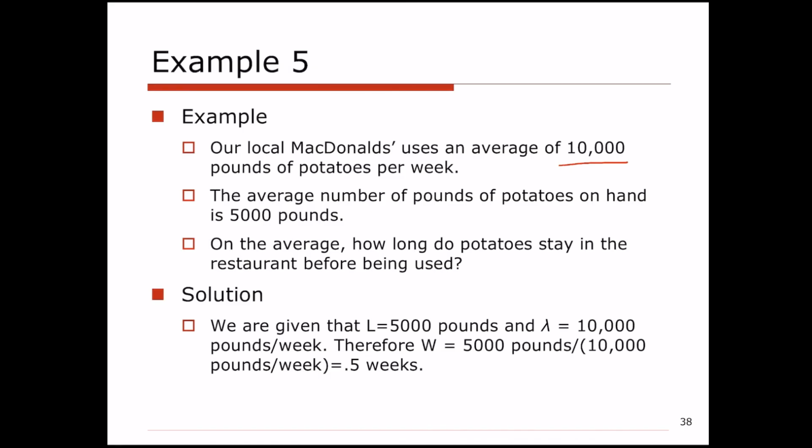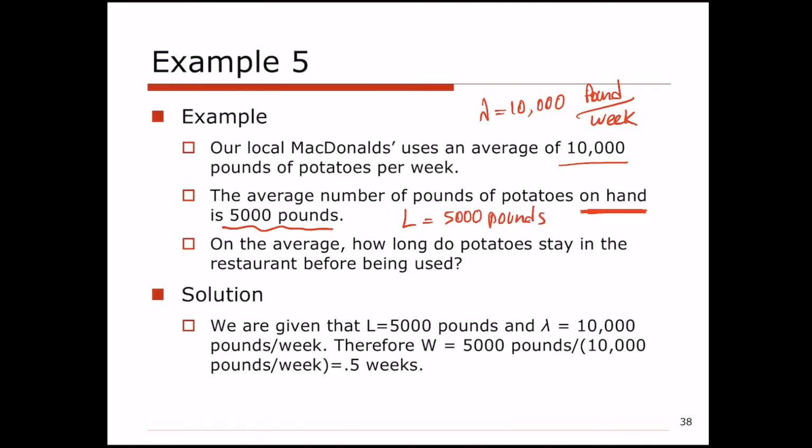On average, the number of pounds of potatoes that they have on hand is 5,000 pounds. So 5,000 pounds is in the restaurant at any point of time. On average, how long do potatoes stay in the restaurant before being used? Okay, here we can look at this as a queuing system. We can say that this 10,000 pounds of potatoes per week that come to the system is our lambda, which is 10,000 pounds per week. And when it says the average number of pounds of potatoes on hand is 5,000 pounds, these are the pounds of potatoes that are in the system, so this can be treated as L.